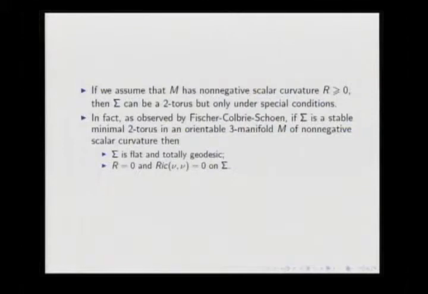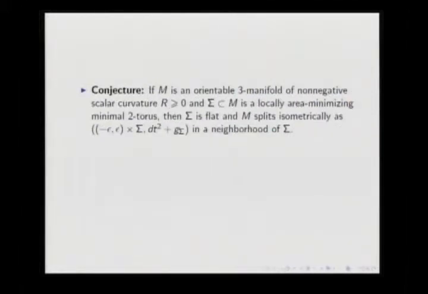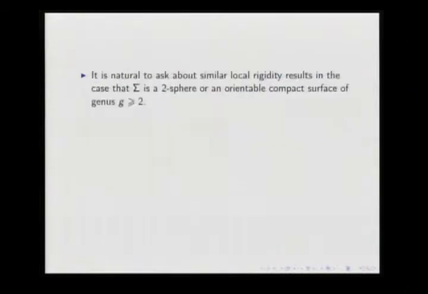So because of this result, a natural question is the following conjecture. If the surface satisfies a stronger condition than stability, then in fact we have a splitting of the ambient space in a neighborhood of the surface, okay? This conjecture was proved by Cai and Galloway in 2000. It's a very beautiful geometric proof.